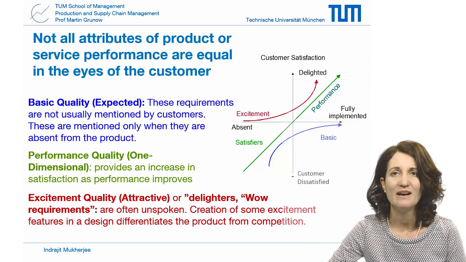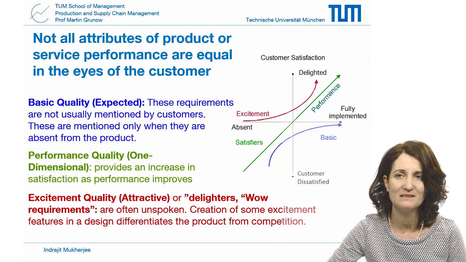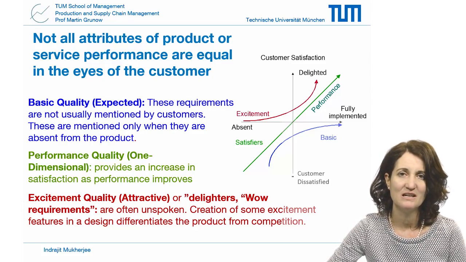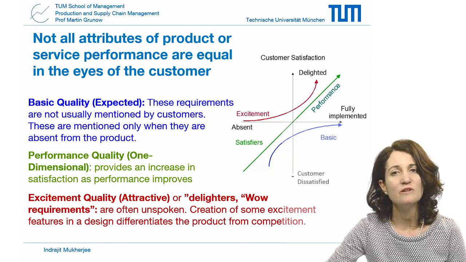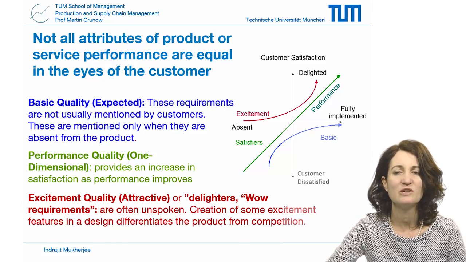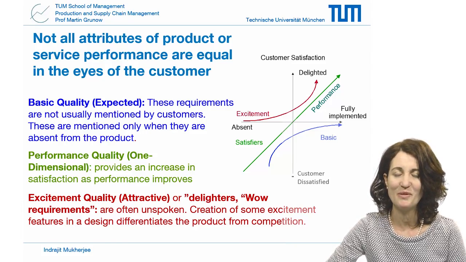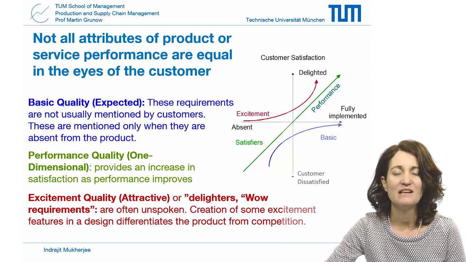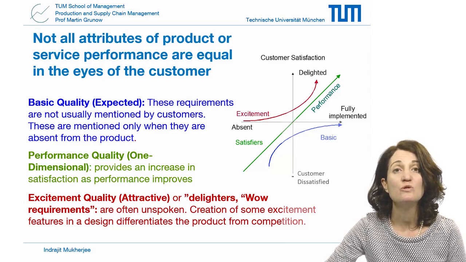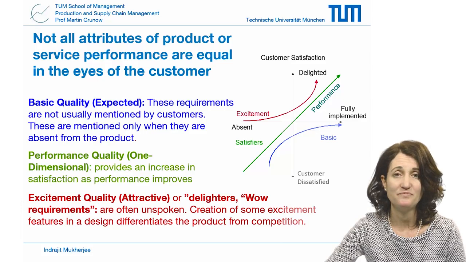We also have two more categories that are not emphasized here: indifferent quality and reverse quality. Indifferent quality features are those to which the customer attaches no importance, for example, the rain hood. These are parameters your customer is simply not interested in. They don't create any satisfaction, but nor do they create dissatisfaction.